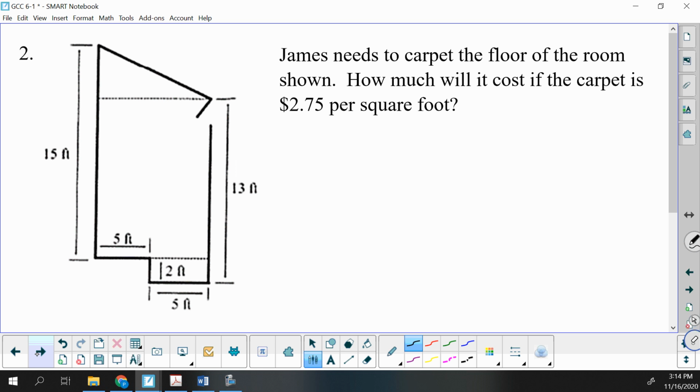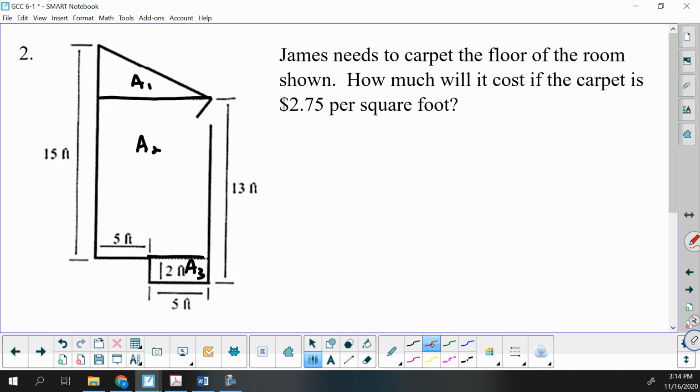All right, so let's extend this composite figure idea. So we've got James, he needs to carpet the floor of the room that's on the left. How much will it cost if the carpet is $275 per square foot? So let's find out how many square feet there are. We can split this into 3 shapes. We'll call it area 1, area 2, and area 3.